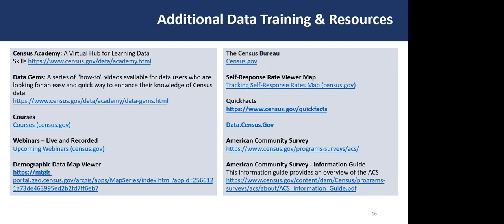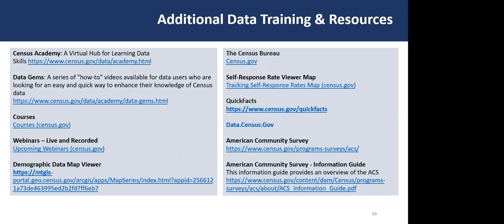The demographic data map viewer, the link is right there. Our Census Bureau, everything starts with census.gov. Also, during the 2020 Decennial Census, I know many of you followed the self-response rate viewer map. That is still at census.gov, and the link is there. So you can go ahead and check that self-response rate, whether that's at the county level or the tract level. You can look at the state, the national view. And again, reminding that self-response includes those households that responded online, by phone, or returning their paper form in the mail. It is only self-response.